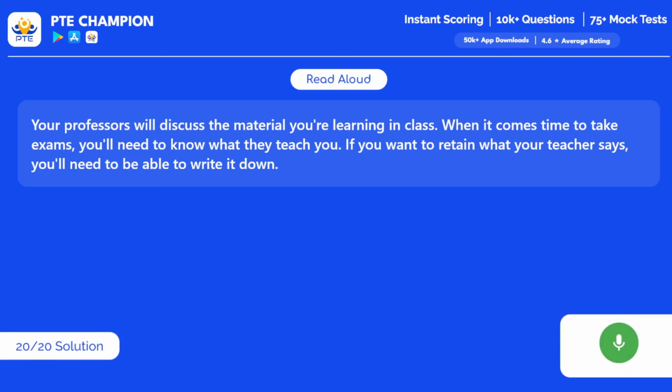Your professors will discuss the material you're learning in class. When it comes time to take exams, you'll need to know what they teach you. If you want to retain what your teacher says, you'll need to be able to write it down.